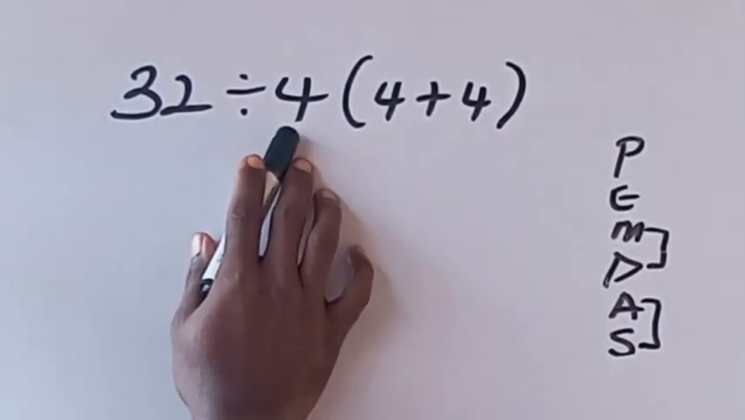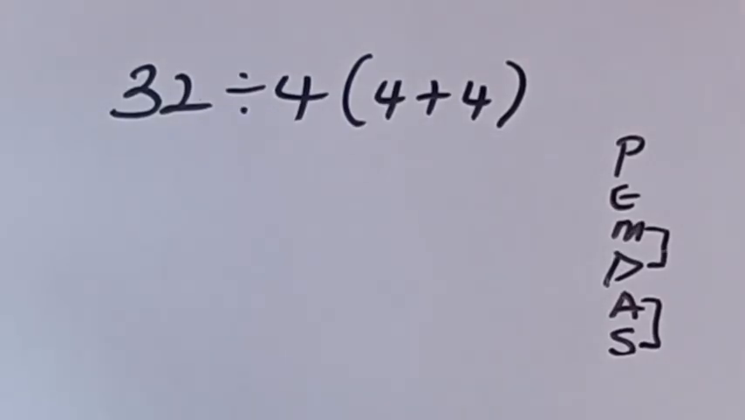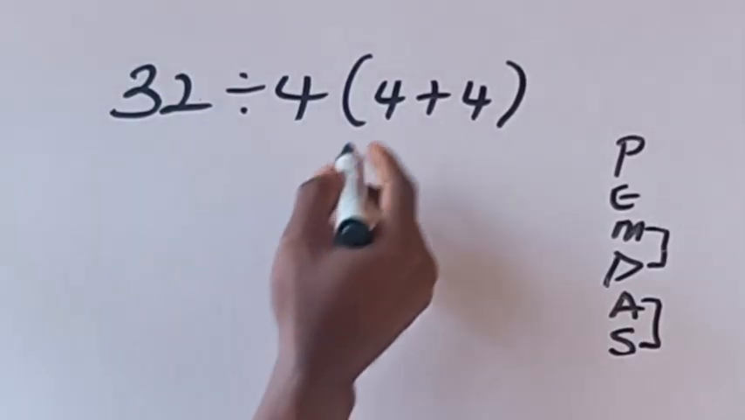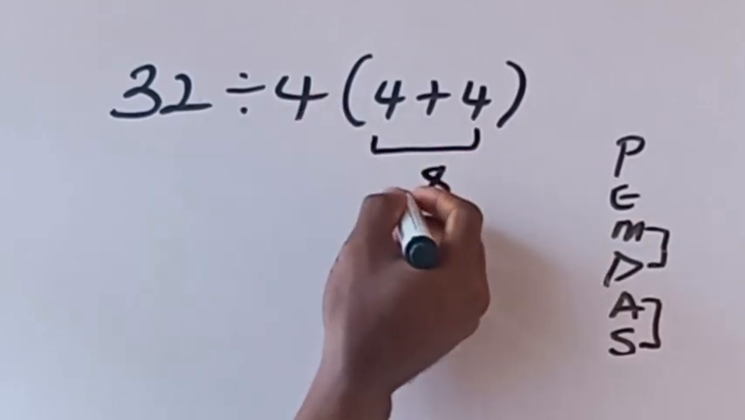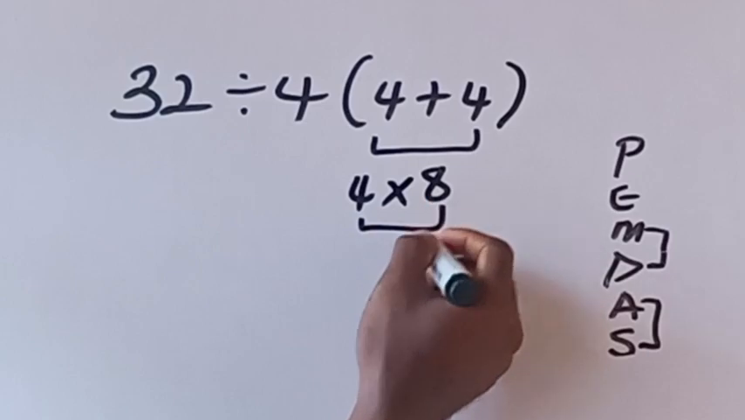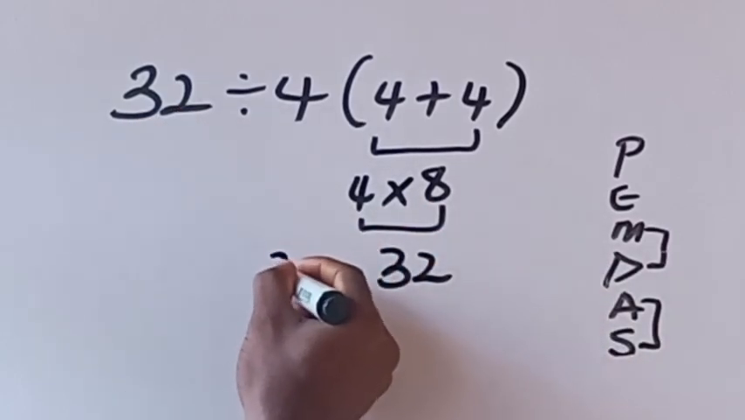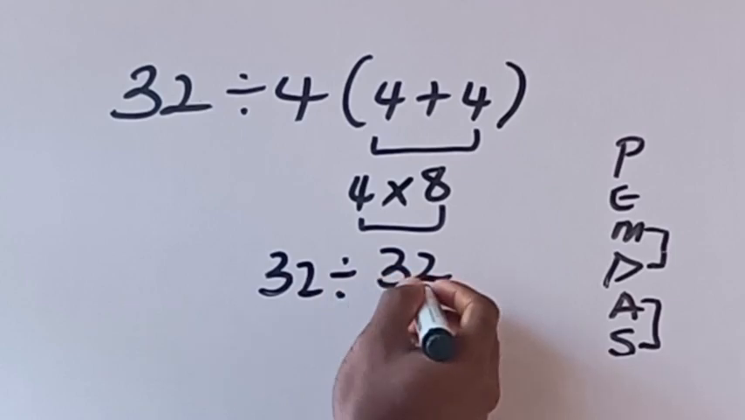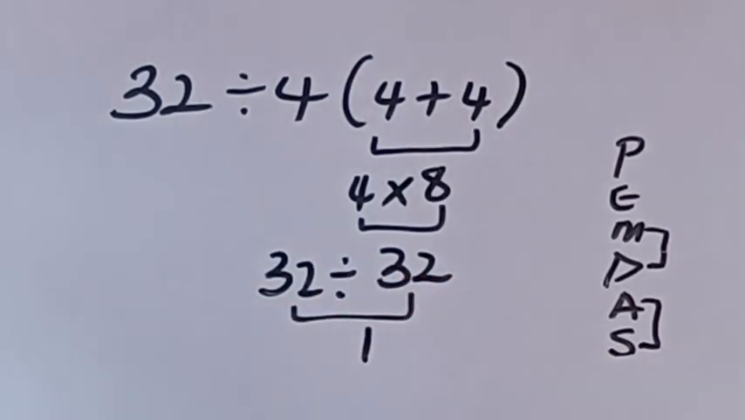32 divided by 4, in bracket 4 plus 4. 4 plus 4 gives us 8. 8 times 4, 4 times 8, this will give us 32. 32 divided by 32, this will give us 1.